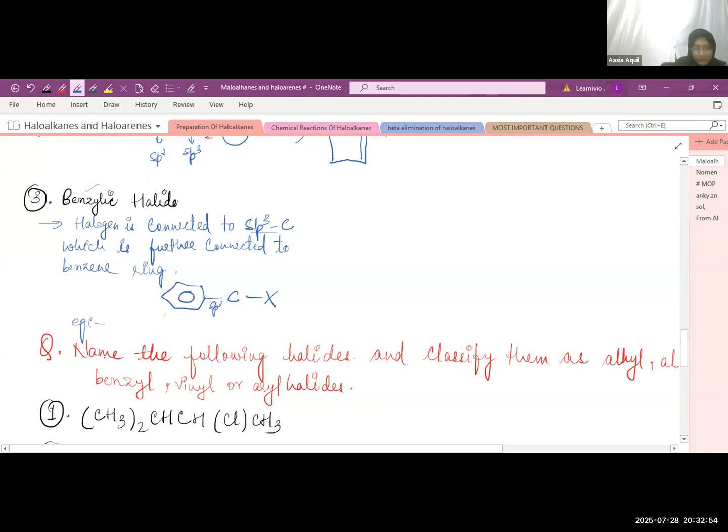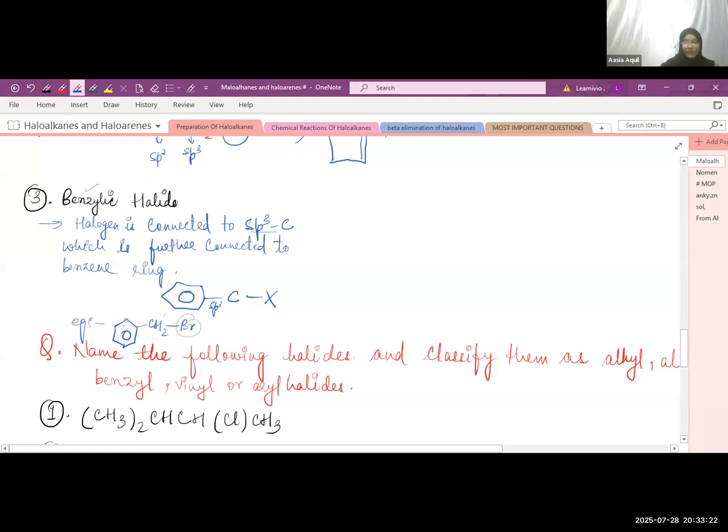For example, if I just draw the benzene ring, and attach CH2 over here and bromine, you can check whether it's benzylic or not. Yeah, it's benzylic. The bromine is attached to this carbon, which is sp3 hybridized, and this carbon is connected to the benzene ring. So that's a benzylic type of halide.